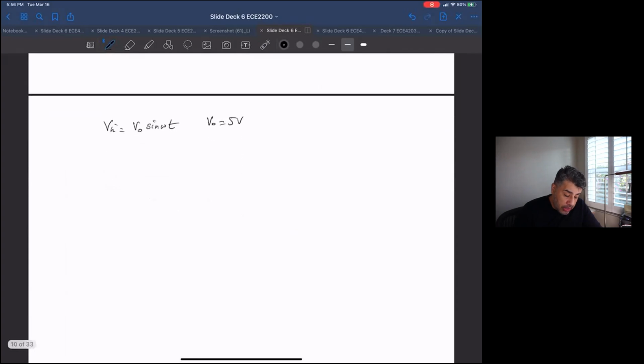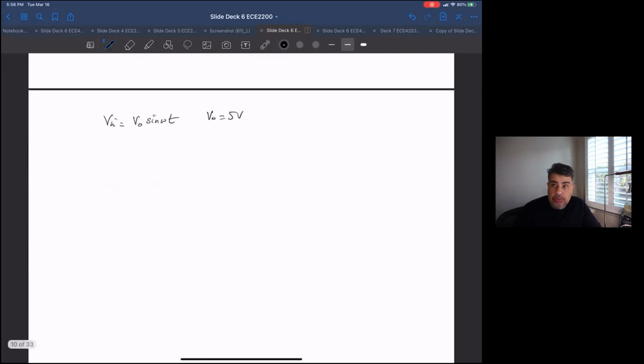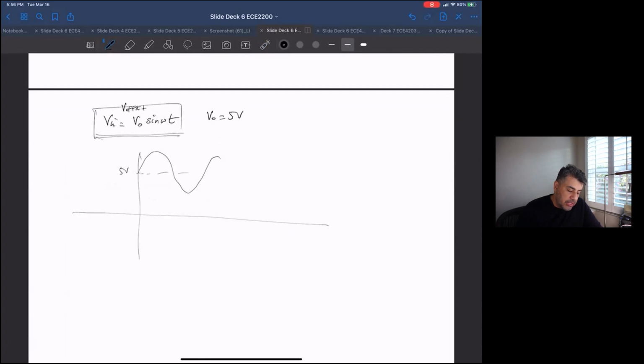One thing that I think a lot of people got wrong is just what does this look like? A bunch of people thought that this was somehow centered around 5 volts or something like that. But that's not what V0 sine of omega t looks like. That would be if I had an offset plus V0 sine of omega t, and V0 was something else.